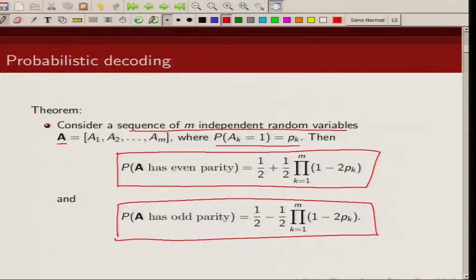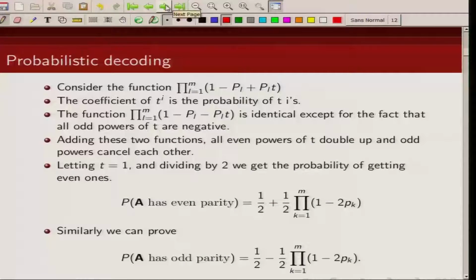Now, we will derive our expression for decoding algorithm based on this result. So, let us first try to prove this result. Let us consider a function of the form product of (1 minus pl plus pl t). If we look at the coefficient of t here, this will give us the probability of t ones. Now, we can similarly consider this function where this plus has been replaced by minus here.